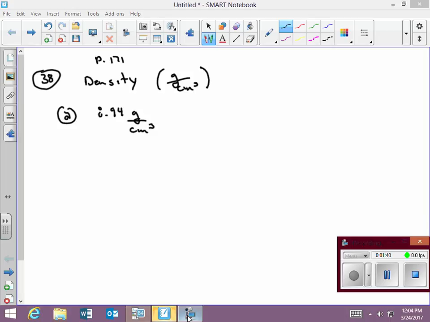And it wants it in kilograms per decameter. So what we kind of have to know is there's 1,000 grams per kilogram, right? And then there's 100 centimeters in a meter, and then 10 meters in a decameter.